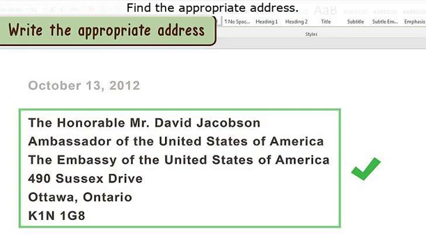Step 4. Find the appropriate address. The top of your letter will include an area for you to write your own name and address, then the name and address of the person to whom you're writing.